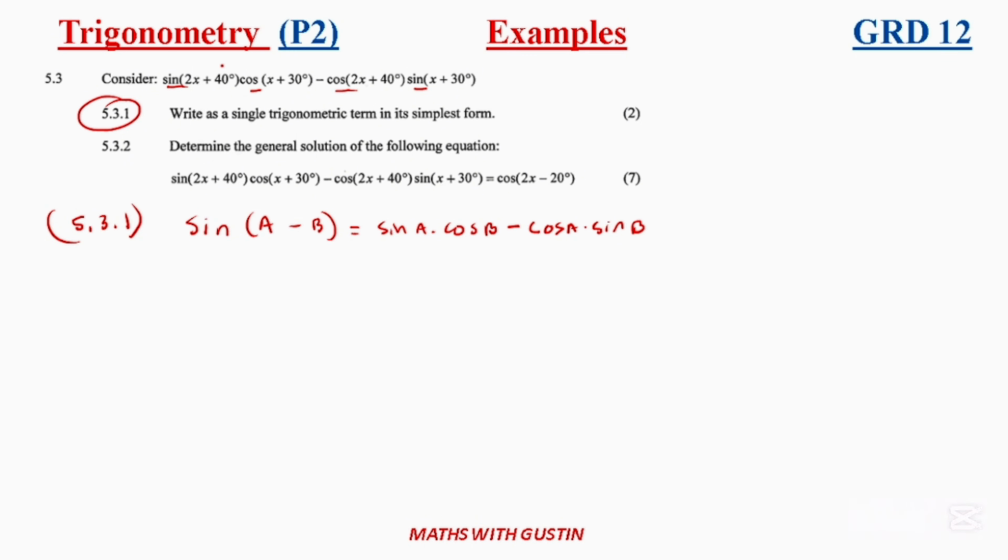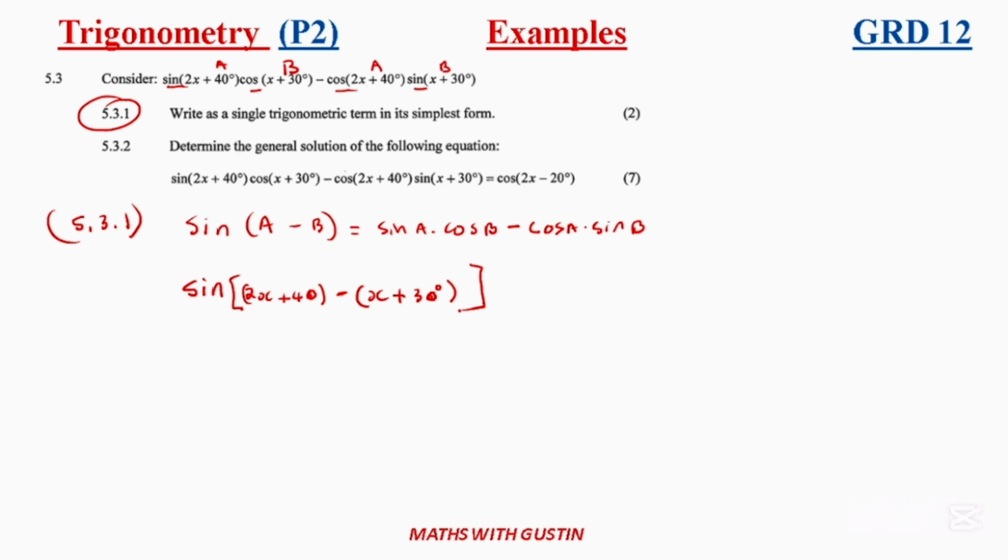Now if we mark this as A and this one as B, can you see that we've got something, right? This is how we're going to simplify this whole thing. So this is A again, and this is B. Can you see? Great stuff. So initially this thing was sine, I'm going to put a square bracket, 2x plus 40, minus x plus 30. This is how it looked before it was expanded.